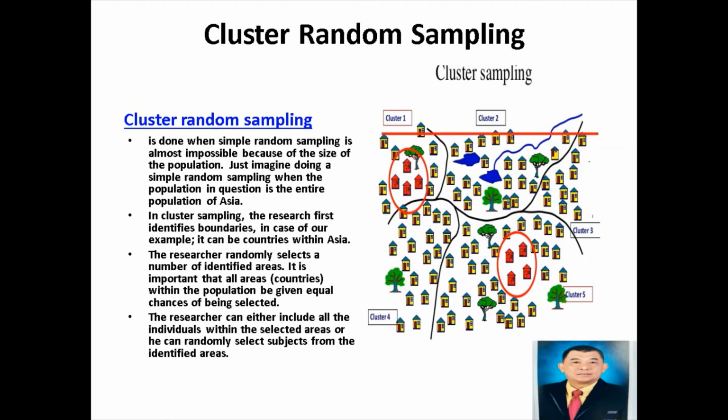The third type of probability sampling is cluster random sampling. This is used when you have a concern or a challenge with the size of the population. Like for example, if you want to study the sustainability programs of countries in Asia, that's quite a big population. We are talking of Asia as a continent for your research. Therefore, you can use cluster random sampling.